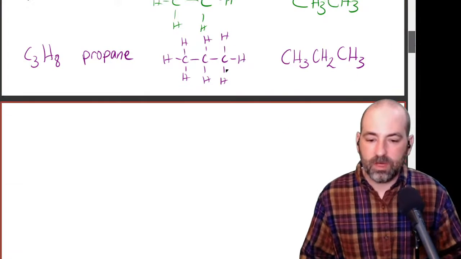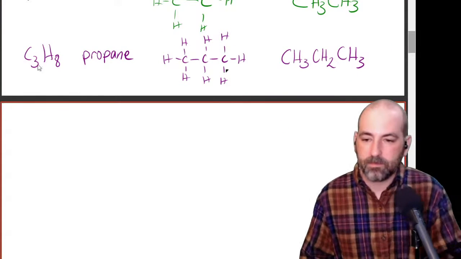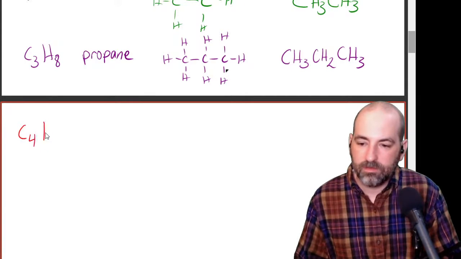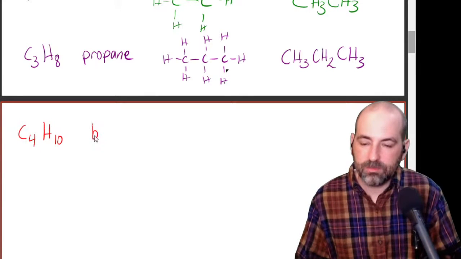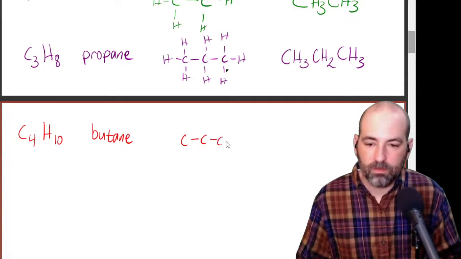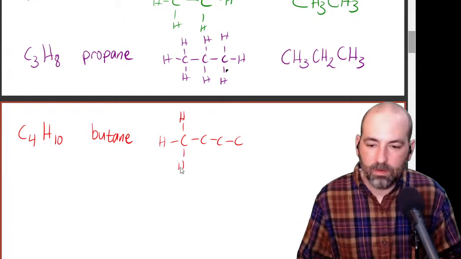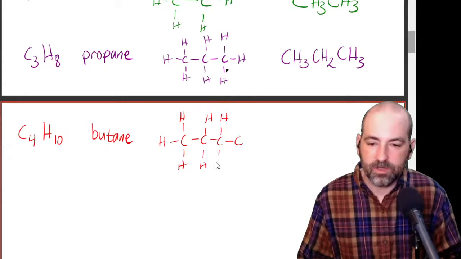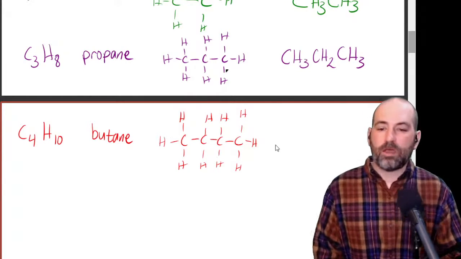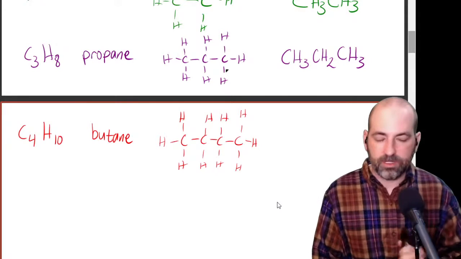All right, let's do one more. C4H10, which is butane. Again, it's taking longer and longer to draw the Lewis structures as we get bigger. Okay, and see if you can draw that condensed structure.